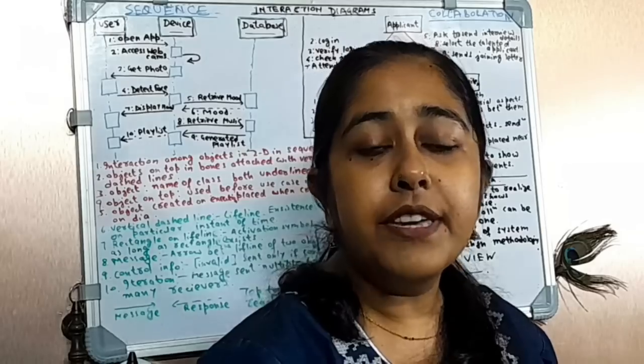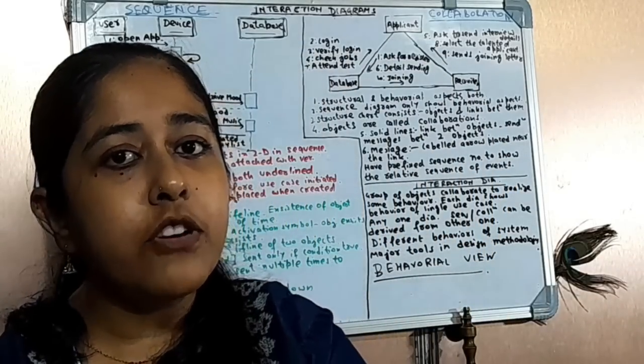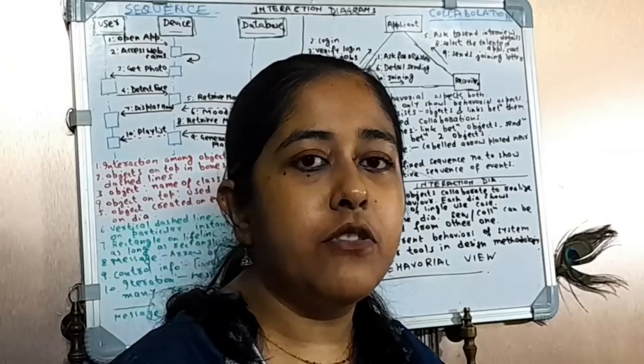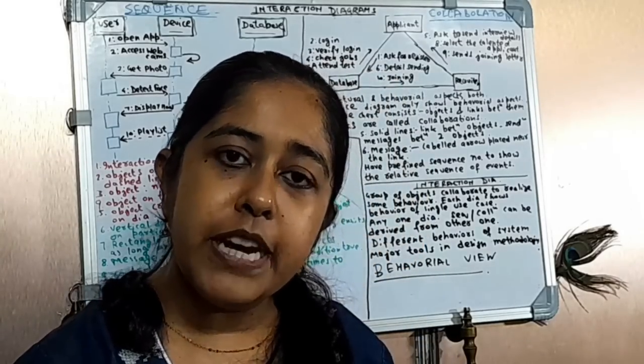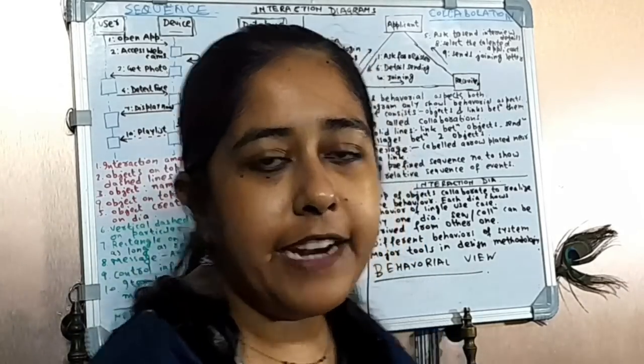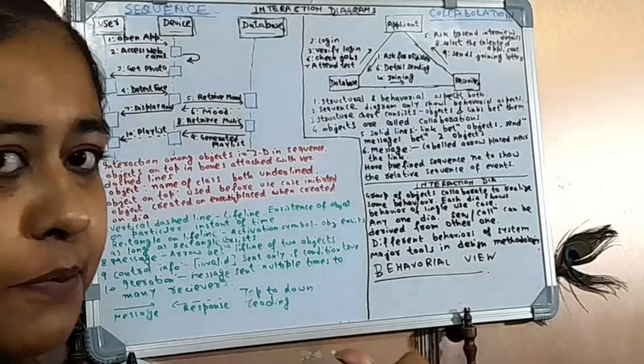Whatever object you are having, these dashed lines will show you the lifeline of that particular object. Up to where these lines stop, for that much period, your object is held, or it is alive. After that, it is not there, or it is not present.